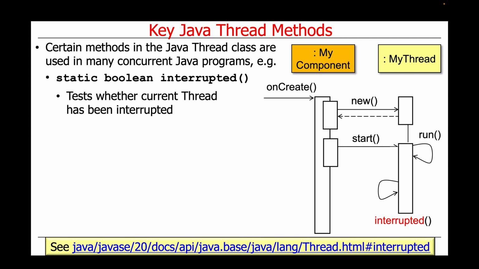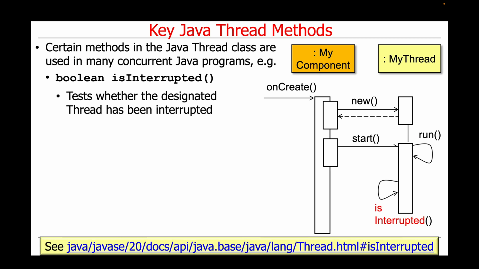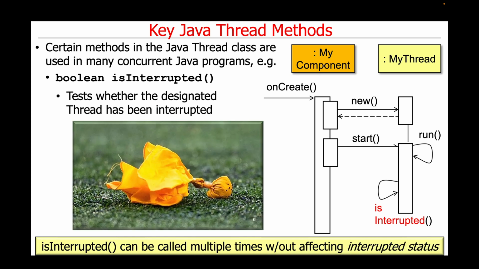The Java thread class provides several other methods that threads can use to determine whether they've been interrupted. For example, the static interrupted method shown here tests whether the current thread or the calling thread has been interrupted. This method clears the interrupted status the first time it's called, thereby marking this thread as no longer being interrupted. In contrast, there's another non-static method called isInterrupted, and this tests to see whether the designated thread has been interrupted or not. A thread can call the isInterrupted method on itself multiple times without affecting its interrupted status, thereby making it more flexible than the interrupted method, which clears that status the first time it's called.